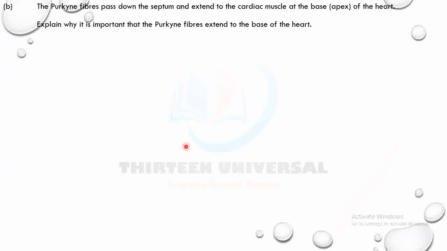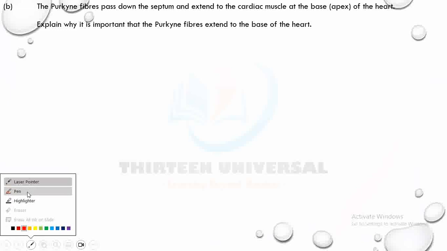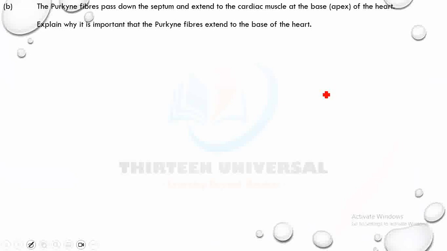But you know it's important because they carry the impulse from the base of the heart to the upper part of the heart. So the impulse spreads from the base of the heart so that the ventricular wall can contract from the bottom up. If you check here, watch this. It should contract from the bottom up.